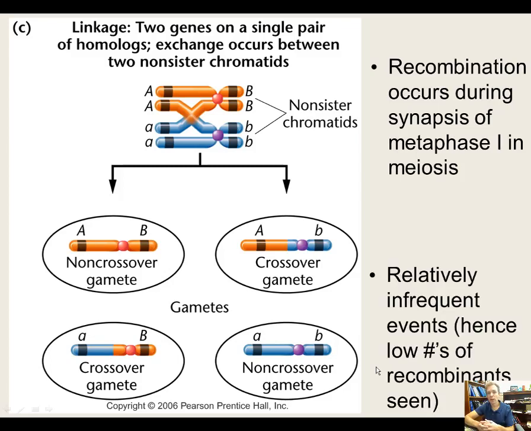But recombination can happen, and occasionally we'll mix up the genes. This is usually infrequent, and so a low number of recombinants are seen. But when recombination does happen, as shown here by the crossing over, then crossover gametes are formed, and the mixing up of the big A with little b and little a with big B.